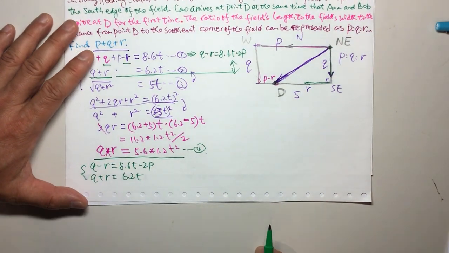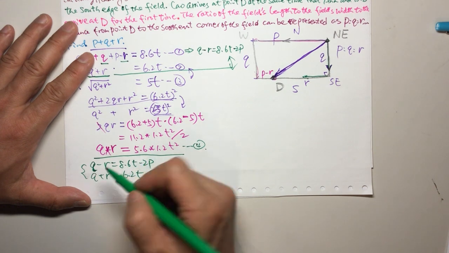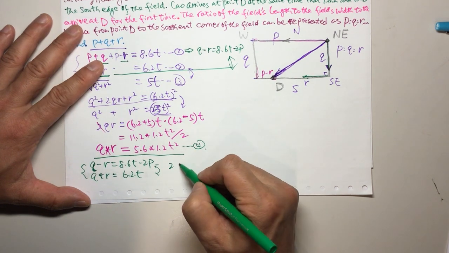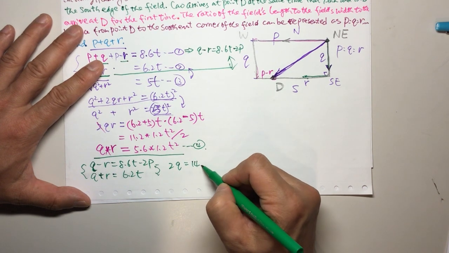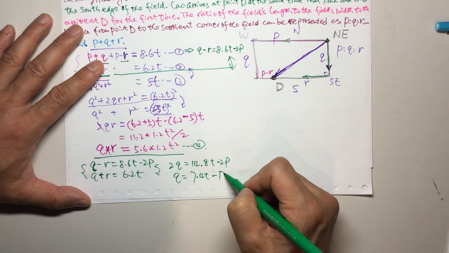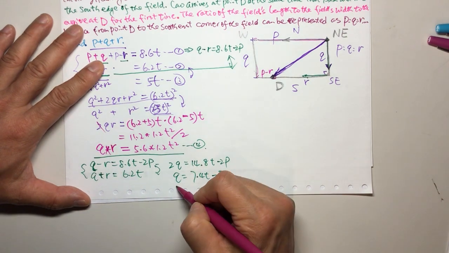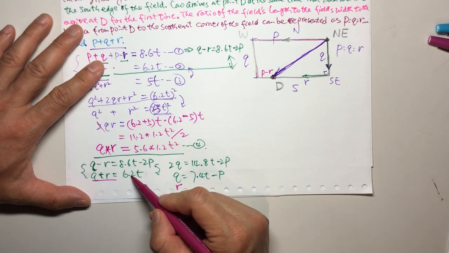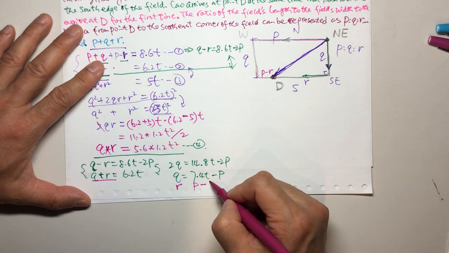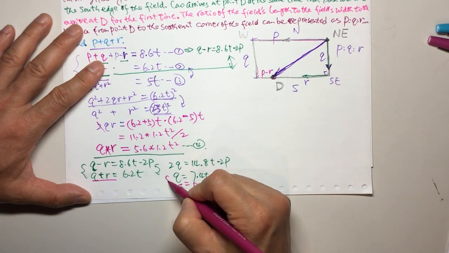Now I can use T and P to express Q and R, right? If I add these two equations, then I get 2Q equals 14.8T minus 2P. So Q equals 7.4T minus P. If I get Q, then I can easily get R, because Q plus R is 6.2T. So R is P minus 1.2T.